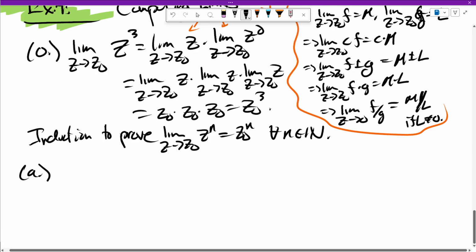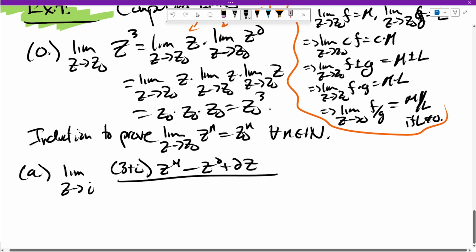Okay. So I wanted to just go over that real quick. All right, let's do now part A. We're going to look at the limit as z goes to I of the function, which is a rational function, so it's a quotient of polynomials. The numerator is 3 plus I times z to the fourth minus z squared plus 2z, and the denominator is z plus 1.